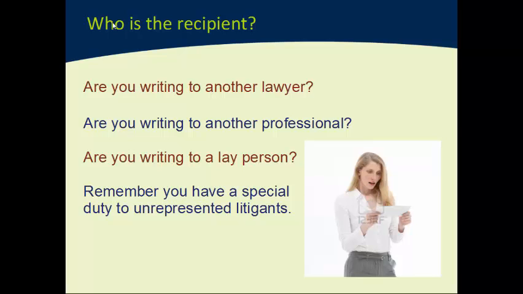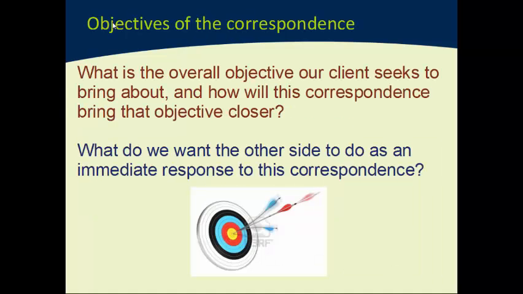So having thought about who the recipient is, we've got a sense of what sort of tone and level we should be adopting for our correspondence. Next thing we need to be thinking about is what are our objectives. And there are two ways to think about our objectives for a piece of correspondence. The first is we want to think about what the overall objective is going to be. At the end of the day, when this legal dispute is fully and completely resolved, where does our client want things to be? How do they want the world to look after this legal dispute is concluded?